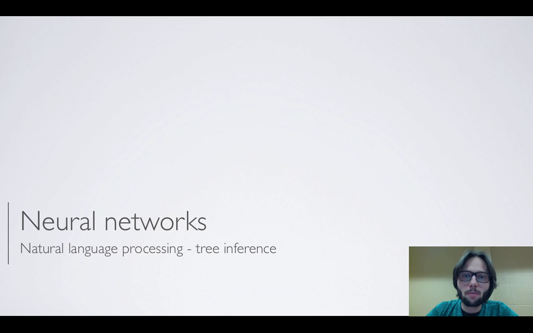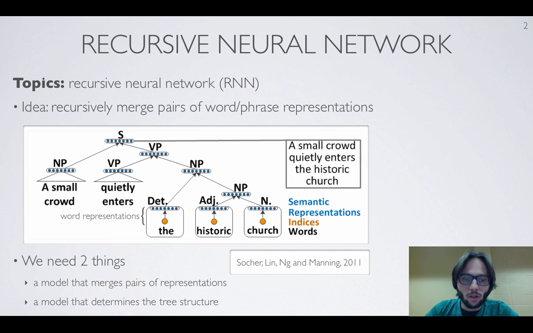In this video, we'll talk about how we can infer the syntactic tree of a sentence using a recursive neural network. So in the previous video, we discussed how in the recursive neural network approach, we had the neural network which could merge a pair of representations of different nodes in the syntactic tree and then output the representation of a parent node.